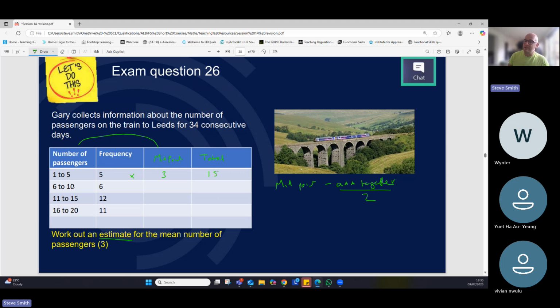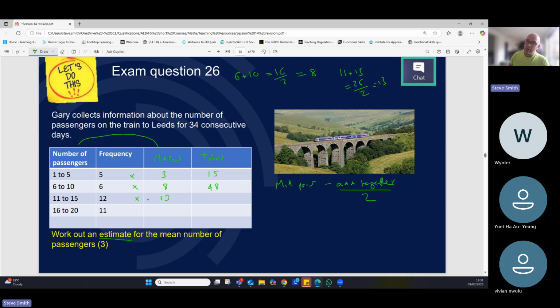This one, 6 to 10. So we're going to have 6 add 10 is 16, divided by 2 is 8. So with this one, you can see there's 6 trains with about 8 people on. So 6 times 8 is 48. Next one, 11 and 15 equals 26. 26 divided by 2 is 13. So 13. So 12 trains had 13 people on.